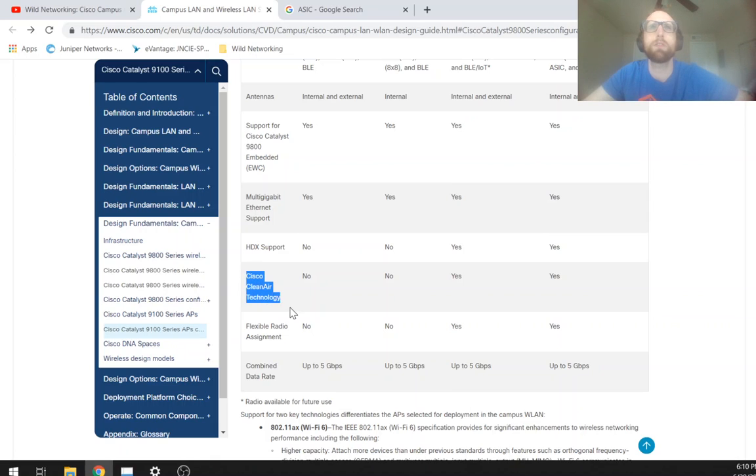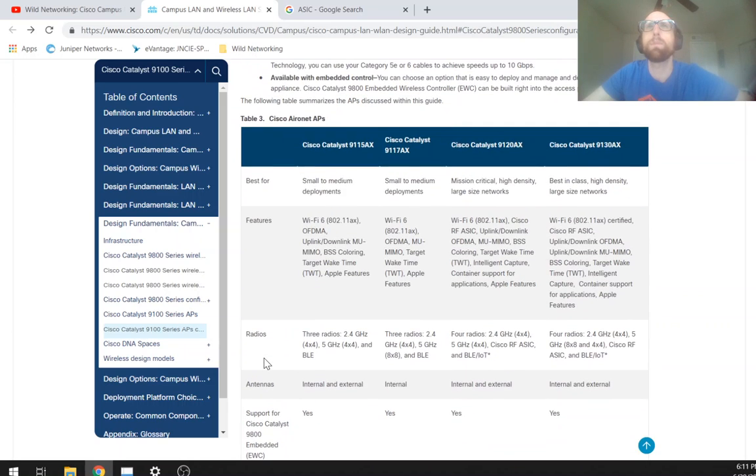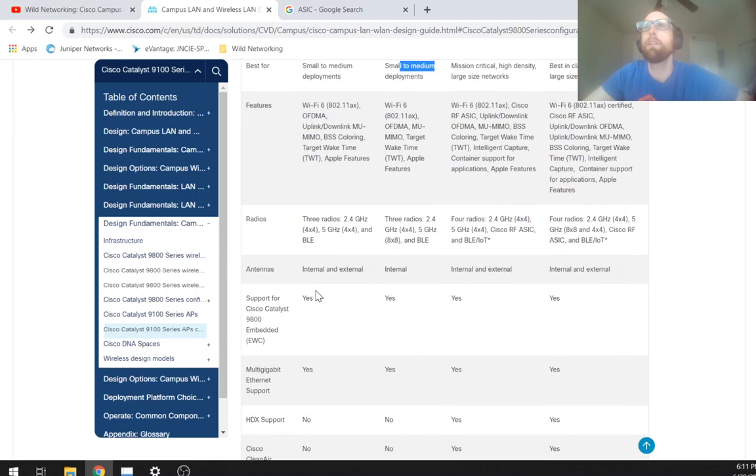I guess a big difference is you get Cisco Clean Air technology with those two. This is probably a big one too. Flexible radio assignment, being able to have more control over the radio frequencies. So that's a big difference when it comes to larger versus smaller networks, is having more control over that.